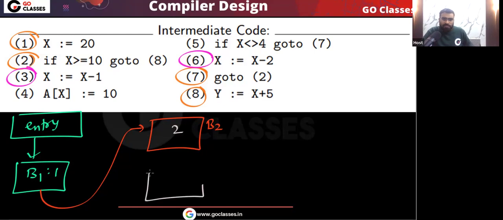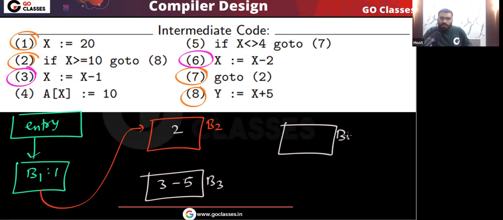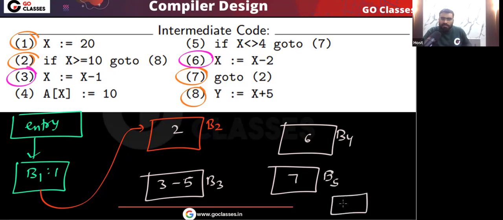Now there is B3, which contains instruction numbers 3 to 5. There is B4, which contains instruction number 6. There is B5, which contains instruction number 7, and there is B6, which contains instruction number 8, and there is an exit node. Yes or no?